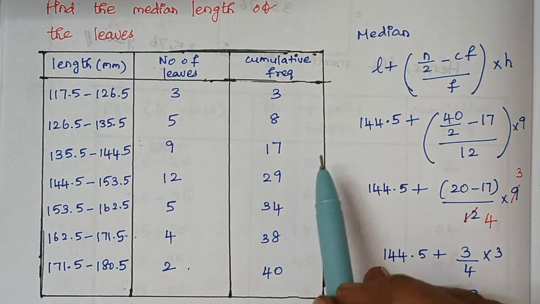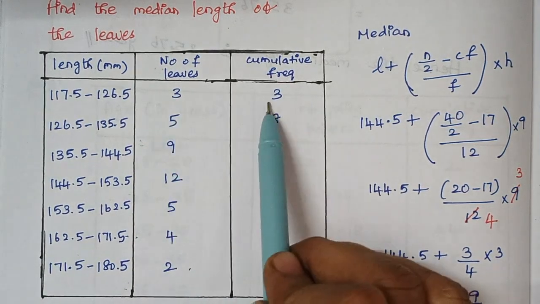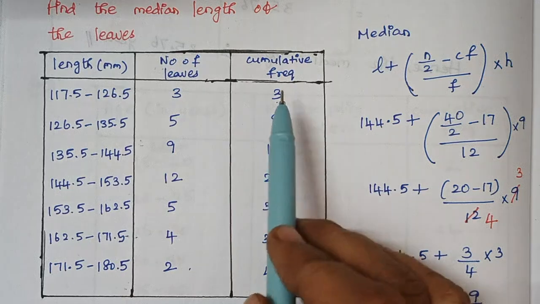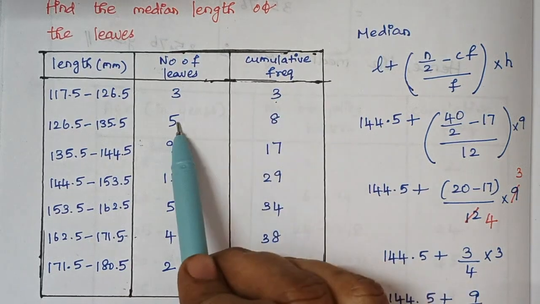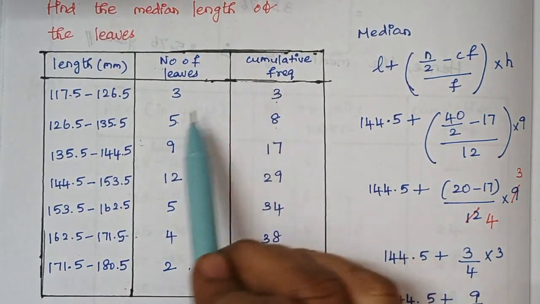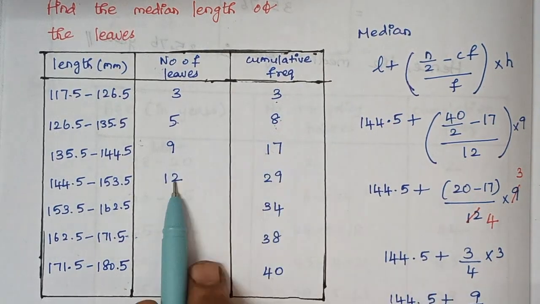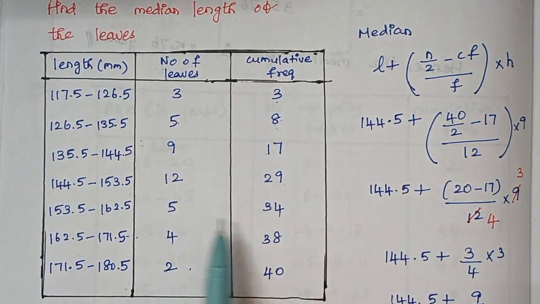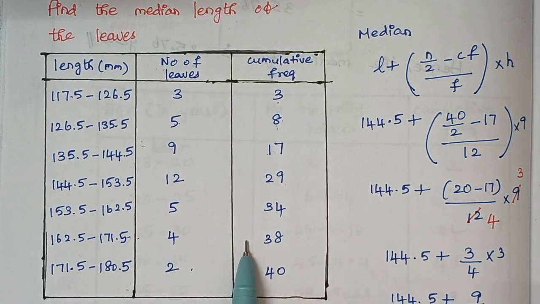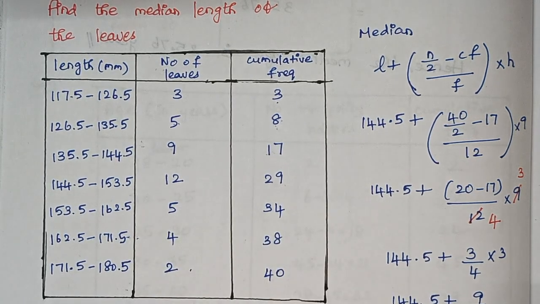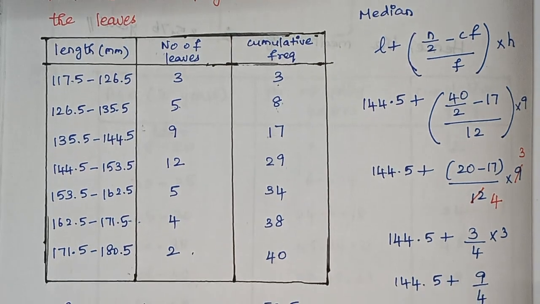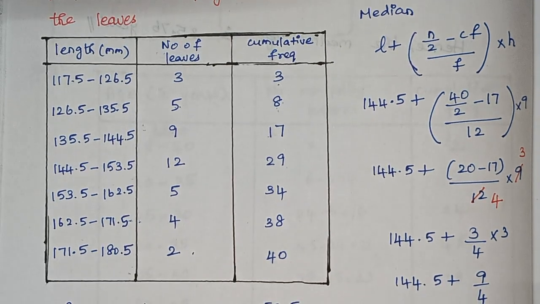To find the cumulative frequency, you have to write the first number here as such. Then the next thing is you have to add this number and write it here. So, 3 plus 5 makes 8. 8 plus 9 makes 17. And 17 plus 12 gives 29. 29 plus 5, 34. 34 plus 4, 38. And 38 plus 2, 40. So, finally, we have calculated the cumulative frequencies.